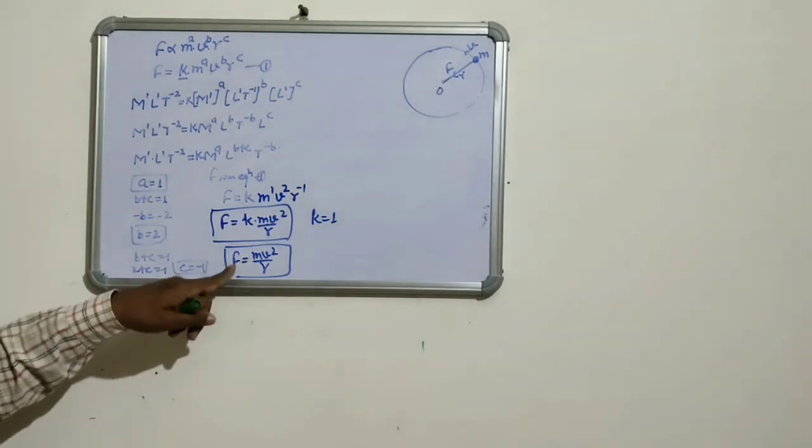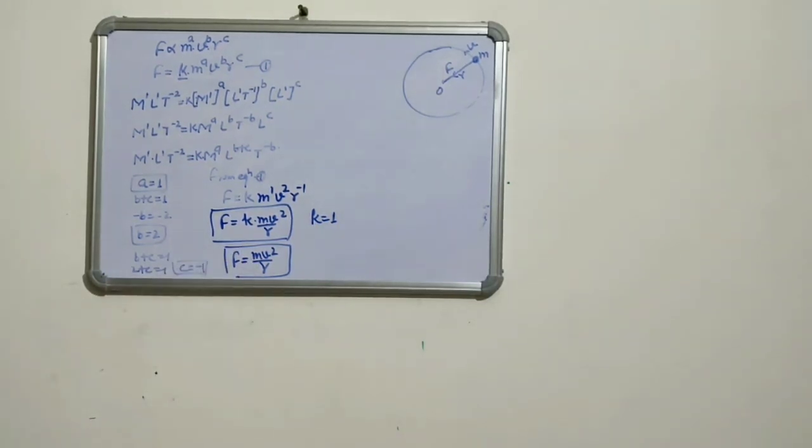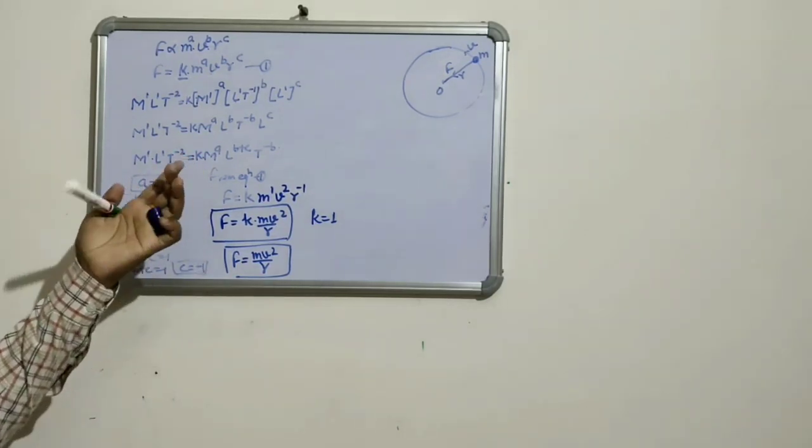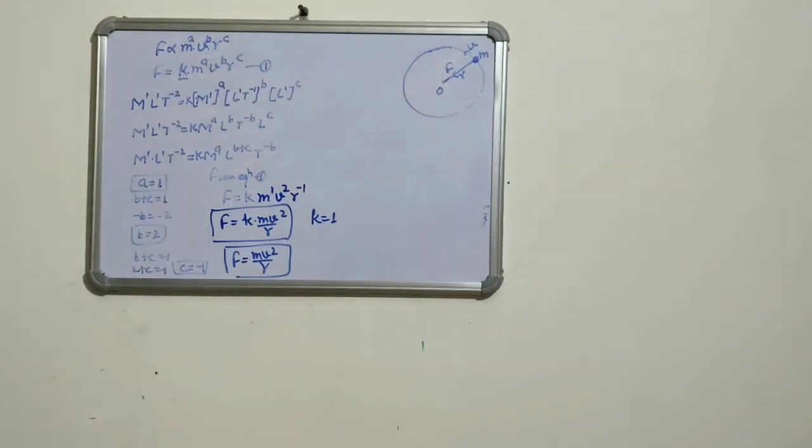So when an object is revolving in a circular path, the formula of the centripetal force equals M V square by R. Here I explained two examples, time period and centripetal force, and I hope you will do many more examples.